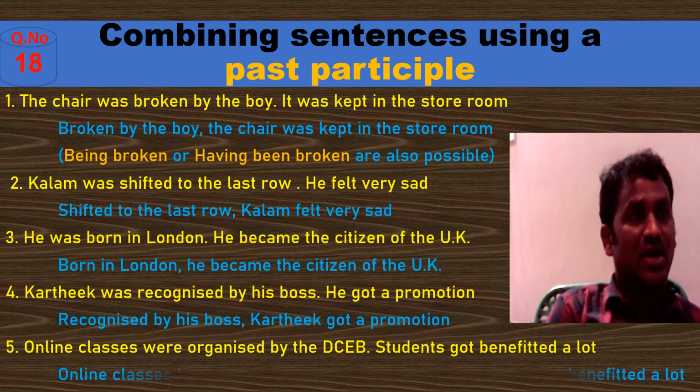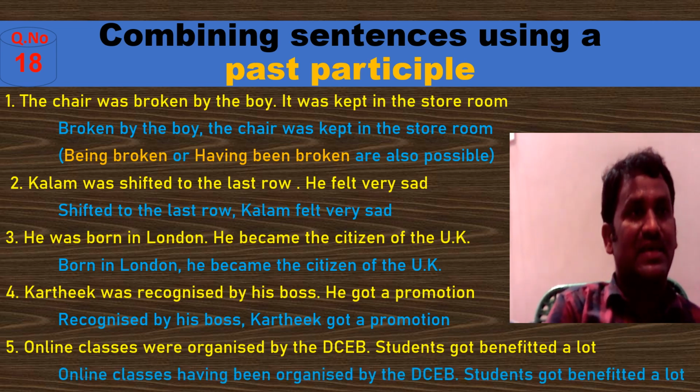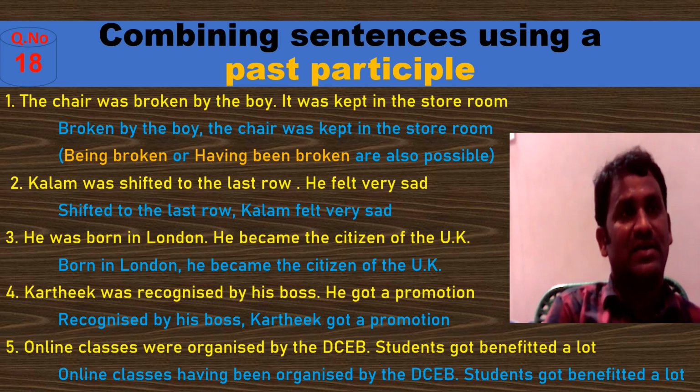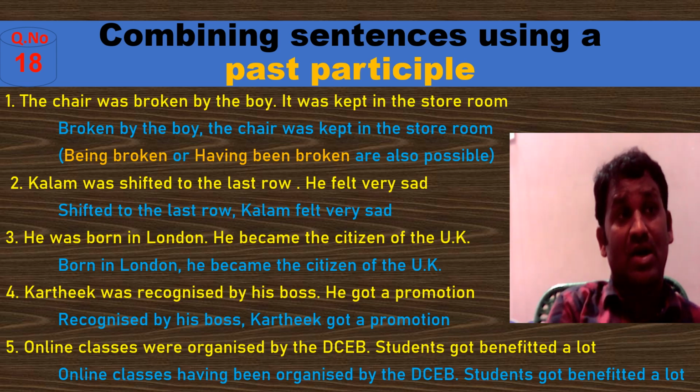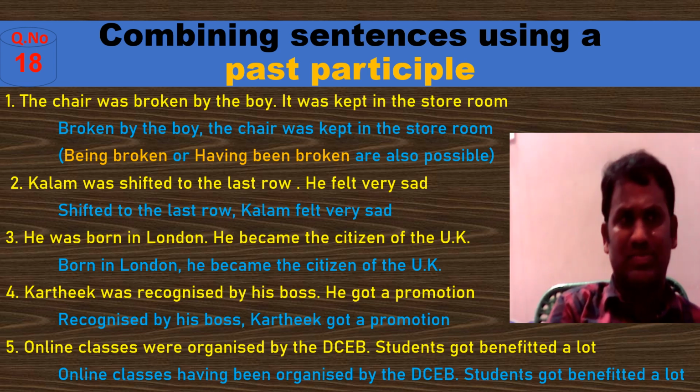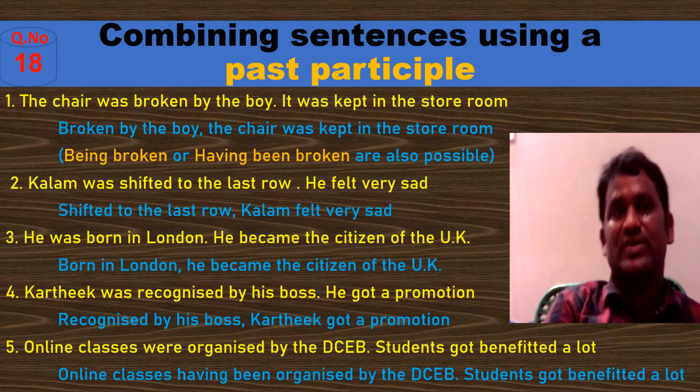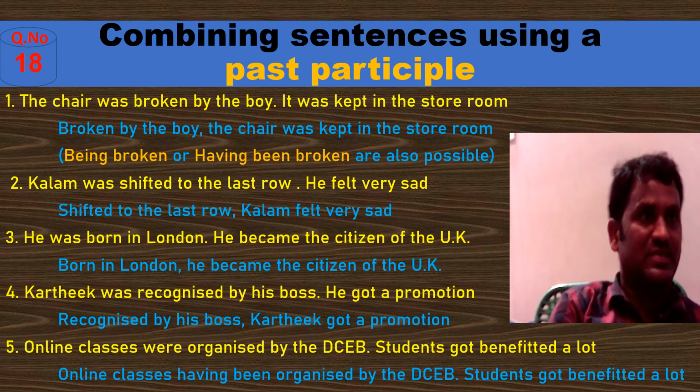See, let us see. How online classes having been organized. I have used the early first model. See, in the first example, I have given you other two options. Online classes having been organized by the DCEB, students got benefited a lot. Simply, online classes organized by the DCEB, students got benefited a lot can also be said.